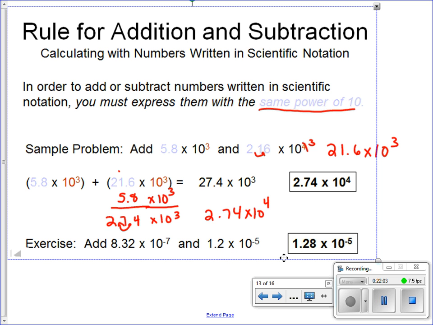All right, that concludes Learning Target 3. You should now be able to complete your homework on adding and subtracting, multiplying and dividing, and expressing numbers in scientific notation.